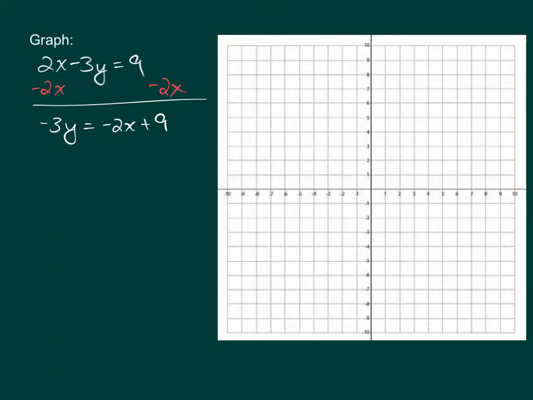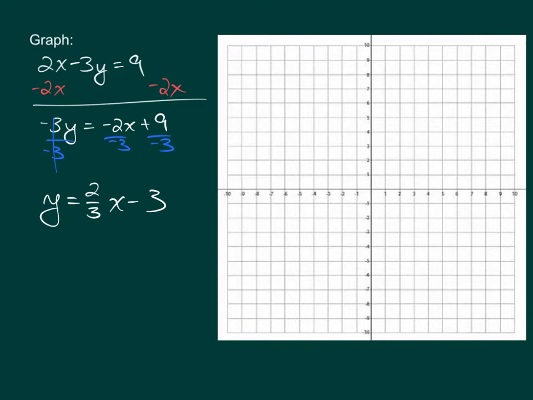The last step here to solve for y is to divide by the coefficient on y. So the negative is still here, right? We only subtracted 2x. We didn't affect anything in this -3y. So here we have to divide by -3. This will reduce to 1, and we'll be left with y equals -2 divided by -3 is a +2/3x, +9 divided by -3 is -3.